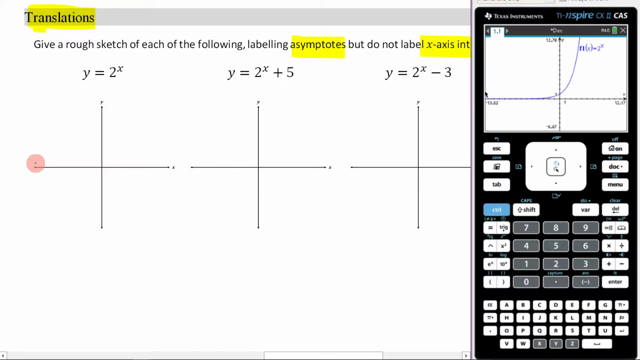We know it's going to look like this. We know that this point here will be (0, 1), and we know that we're going to have an asymptote at y is equal to 0. Those are the things that we know.